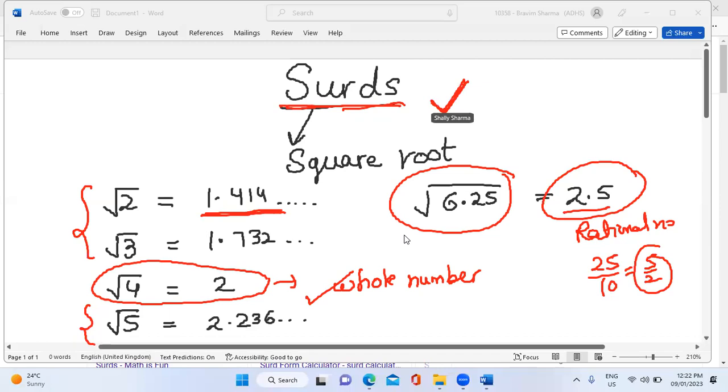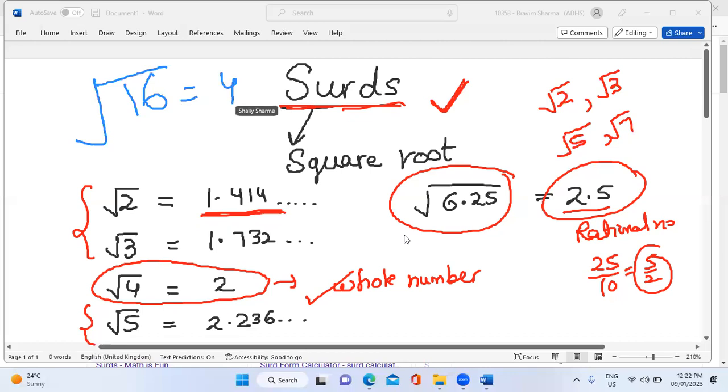So square root 2 is a surd. Square root 3 is a surd. Square root of 5 is a surd. Square root of 7 is a surd. Now, if I check a number, let's say square root of 16. Square root of 16 is 4. So it is just a normal whole number. So this is not a surd. So the first thing we need to understand is the meaning of surds, and I hope it is clear.